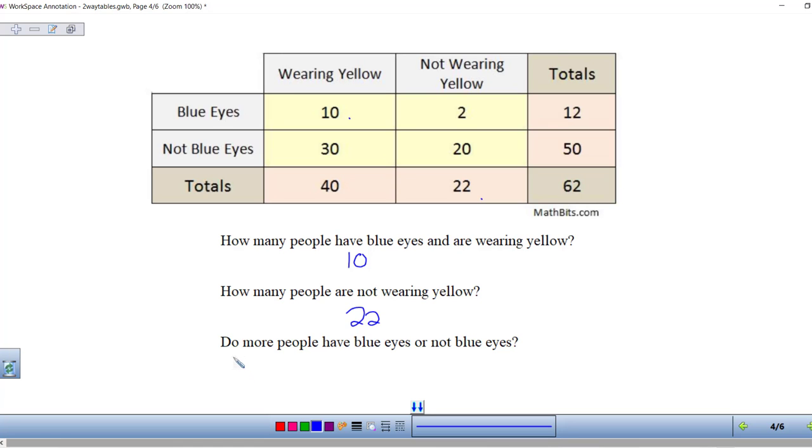And our last question, do more people have blue eyes or not blue eyes? So this one's a little bit more difficult. I have to look at blue eyes and not blue eyes. I don't care about what color they're wearing. I'm only talking about their eye color. So I go over to the total. Blue eyes is 12 and not blue eyes is 50. We just have to figure out which one has more. Well, in this case, not blue eyes has more because 50 is more than 12. So not blue.